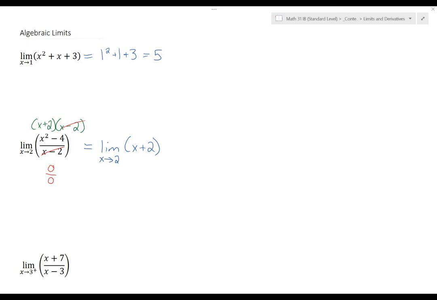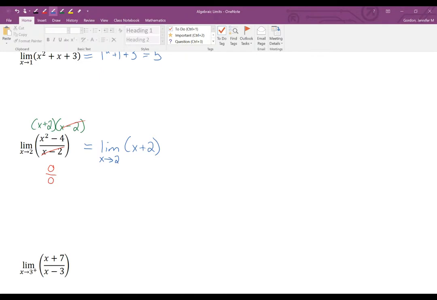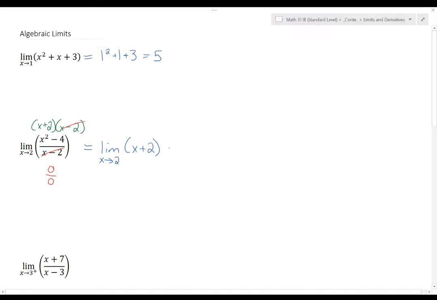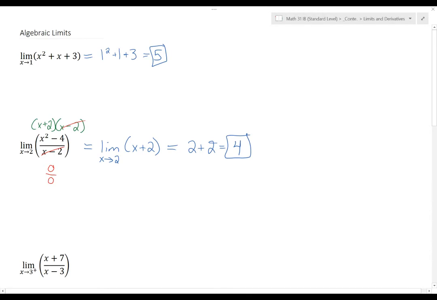And 2 is not the value of x that we have here. Now, in order to find the limit, I actually do substitute in 2. So this is simply 2 plus 2, which is 4. So this limit is equal to 4. What that means, based on what you learned before, is that this is a point of discontinuity.